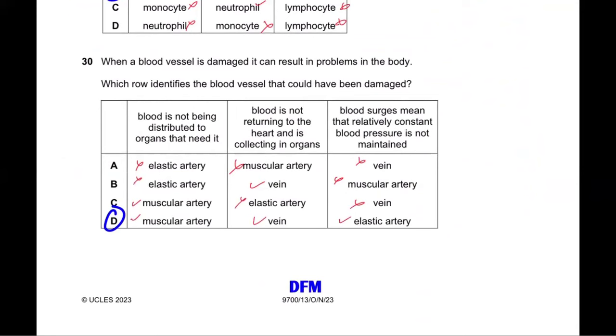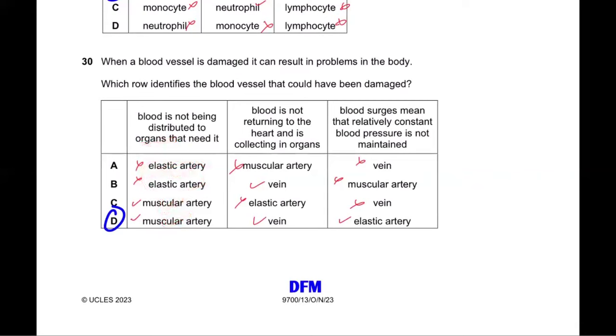When a blood vessel is damaged, it can result in problems in the blood supply, which will identify the blood vessels that could have been damaged. Blood is not being distributed to organs that need it. So, would it be elastic artery? No. Organs are supplied with blood through the muscular artery, so either the answer is C or D. Elastic arteries are outright incorrect.